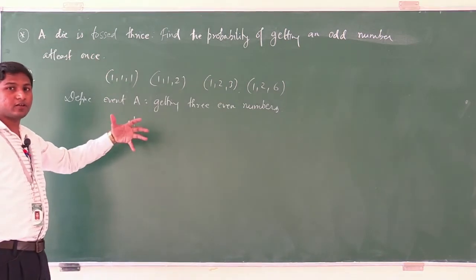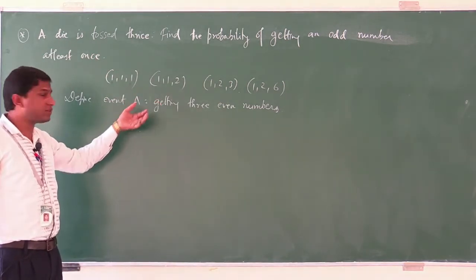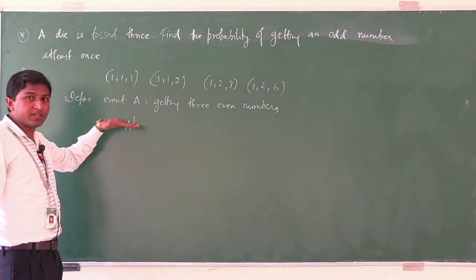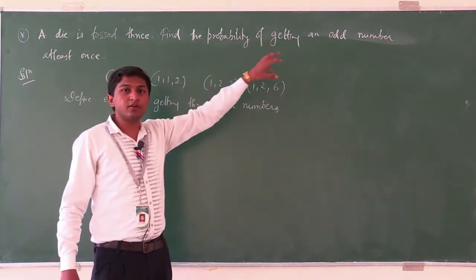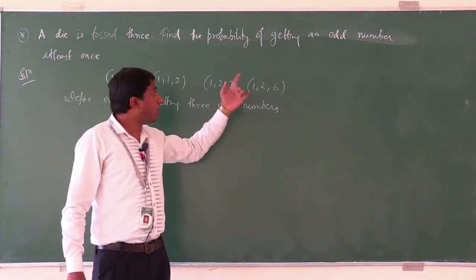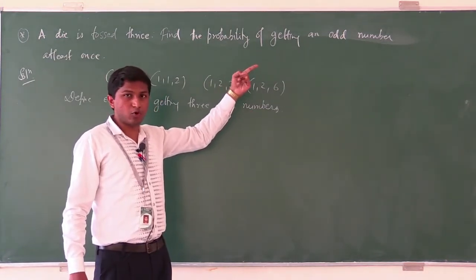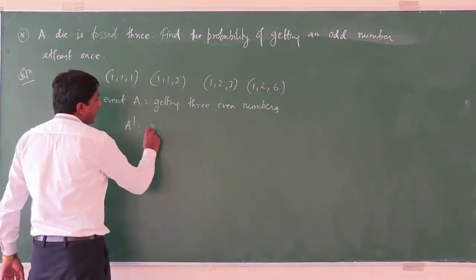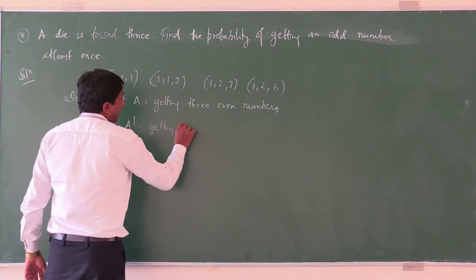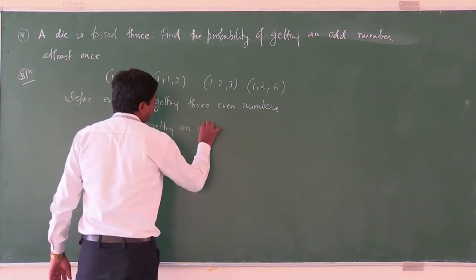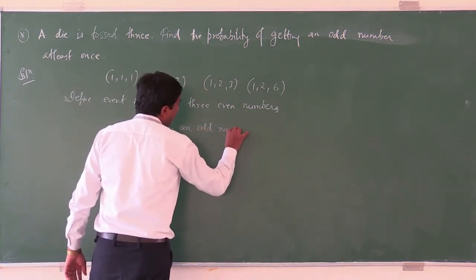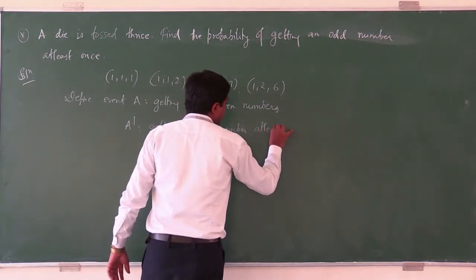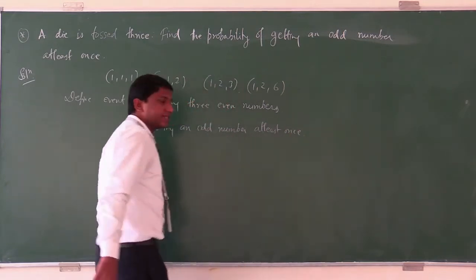So what have we done? How have we started the definition? We have defined an event such that the complementary event will be the event required for us, which is asked in the problem. So what is event A dash? Event A dash is nothing but getting an odd number at least once.